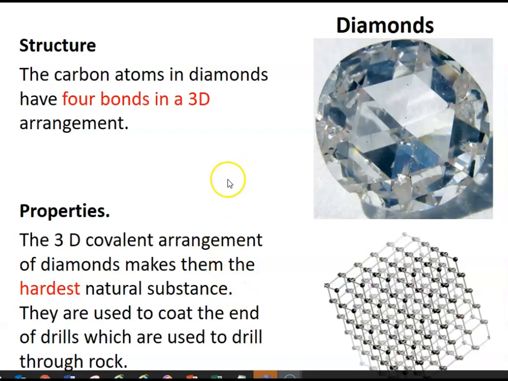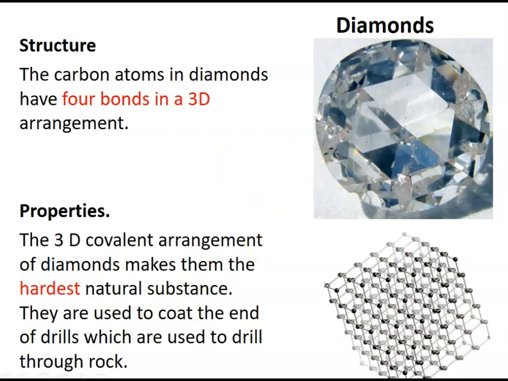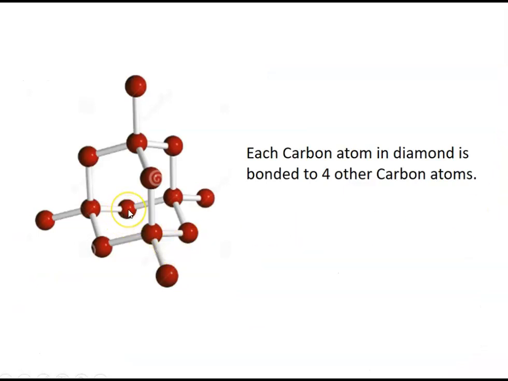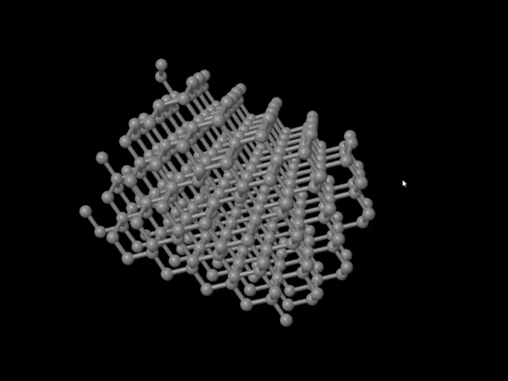So the different ways that carbon atoms are bonded together make the different properties. Diamonds are when each carbon atom is bonded to 4 other carbon atoms in a 3D arrangement. It makes it really hard. It's the hardest natural substance, and they use diamonds to coat the end of drills because of its hardness. This is showing the bonding. This carbon atom here is bonded to 4 other carbon atoms, and I'll show you a video of it rotating.